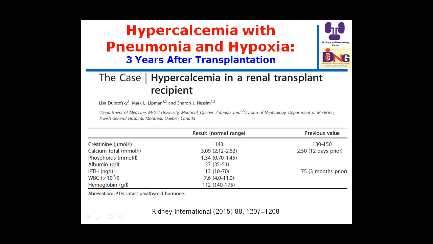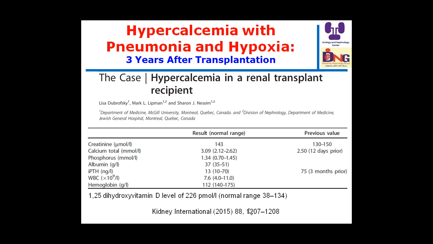So if I ask you, what is the mechanism of hypercalcemia in this case? Is it due to hyperparathyroidism? It's not hyperparathyroidism. It was normal. And hypoparathyroidism leads to hypocalcemia and hyperphosphatemia, not hypercalcemia. So what is the mechanism?